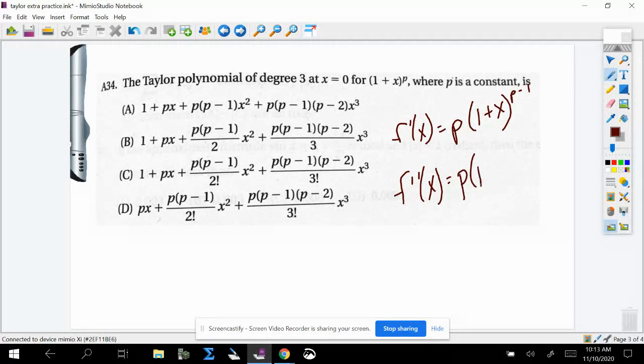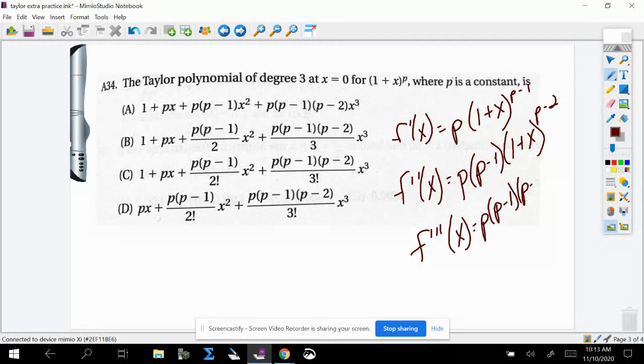I'm going to do power out front, so the p minus 1 is going to come out front, and then (1 plus x) to the p minus 2. Then when I derive again, I'm going to bring the power out front again, and then the power 1 less. So when I put 0 in, my coefficient for the first one is just 1.